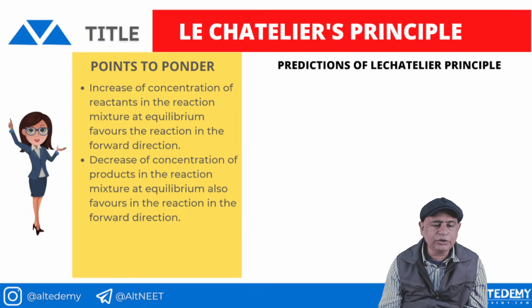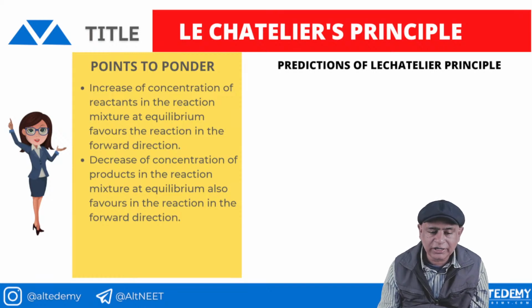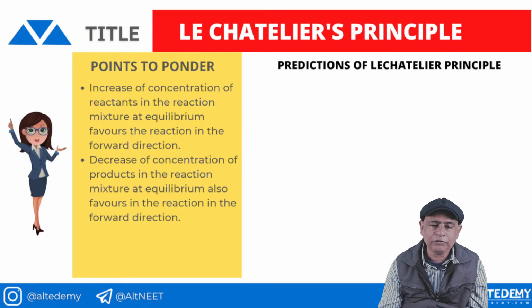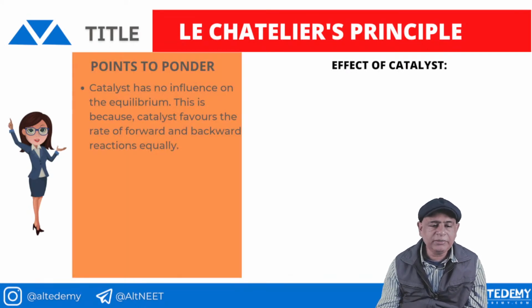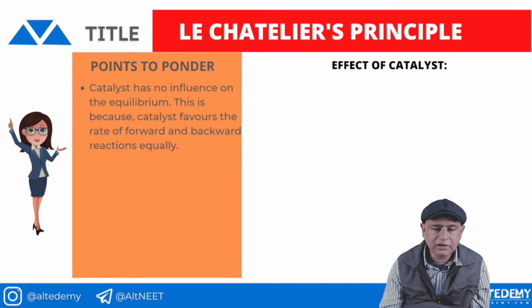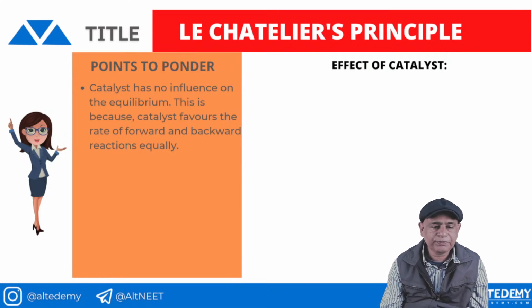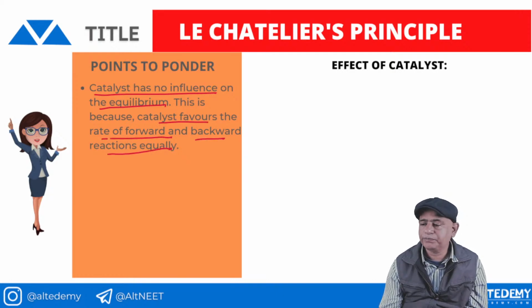Increase of concentration of reactant in the reaction mixture at equilibrium favors the reaction in the forward direction, and decrease of concentration of product in the reaction mixture at equilibrium also favors the reaction in the forward direction. It is just a repetition of what we have said. What is the effect of a catalyst? Look here. Catalyst has no influence on the equilibrium. This is because a catalyst favors the rate of forward and backward reaction equally. That is why there is no change in equilibrium.